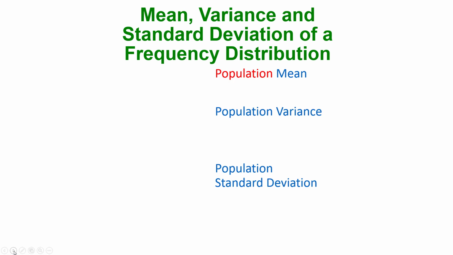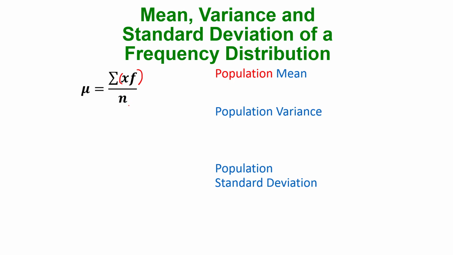Recall that we learned in the previous chapters that the population mean, mu, was the sum of all the products of the data values times their frequencies divided by n, the total number of data values. Do you remember that formula?